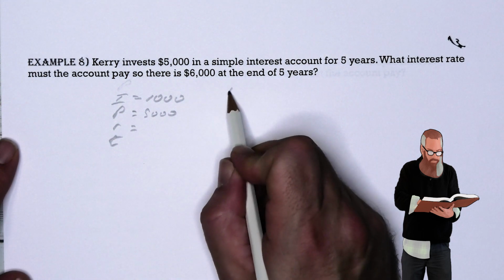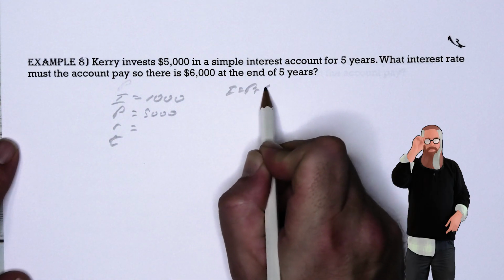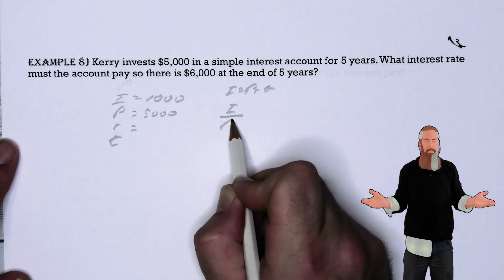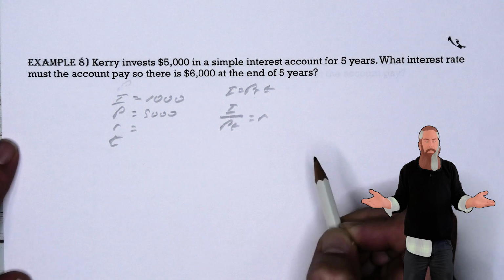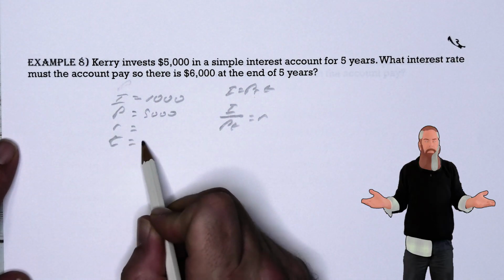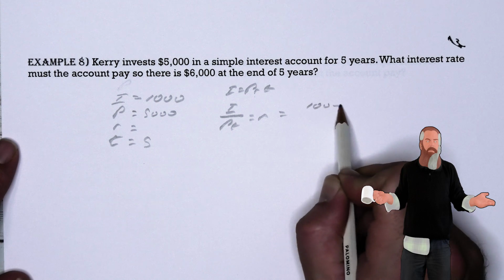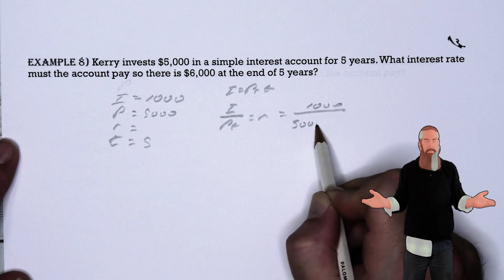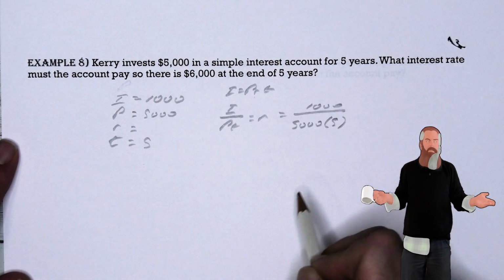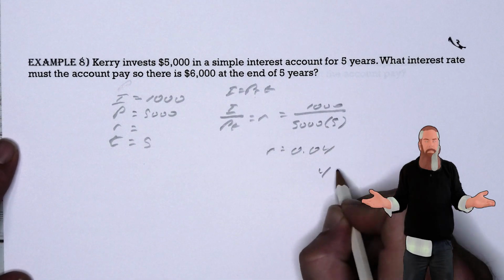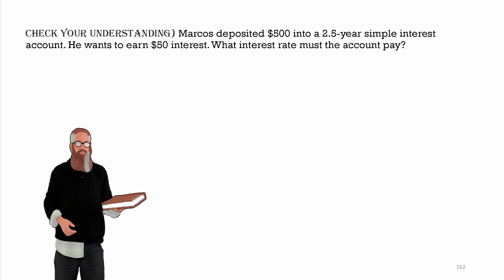What we're actually going to do is use I = PRT, and we're solving for R. This means that I divided by P times T will equal R. The time frame is 5 years. So now R is equal to 1,000 divided by 5,000 times 5, meaning the rate we want to get is 0.04, or 4%.